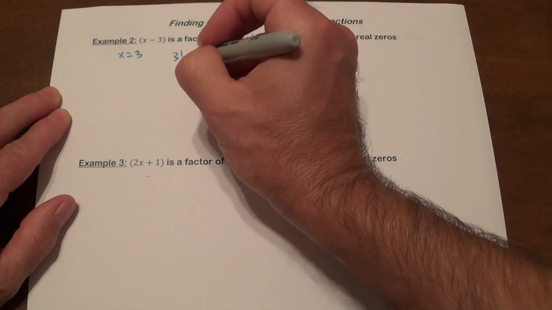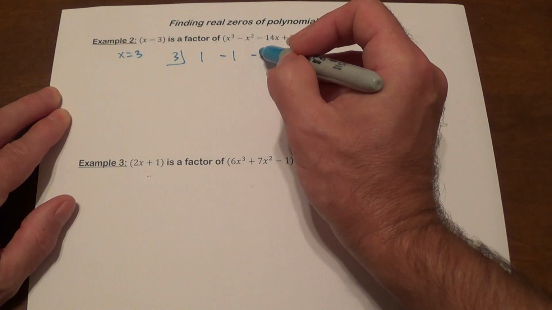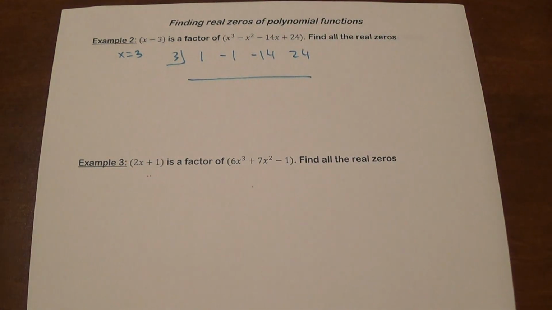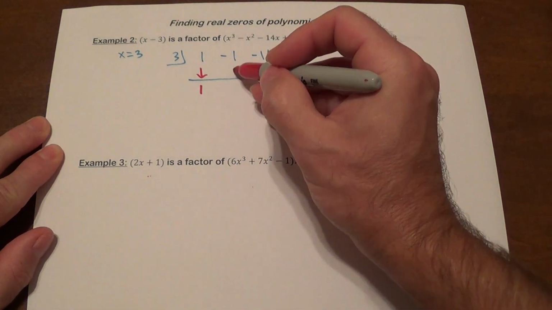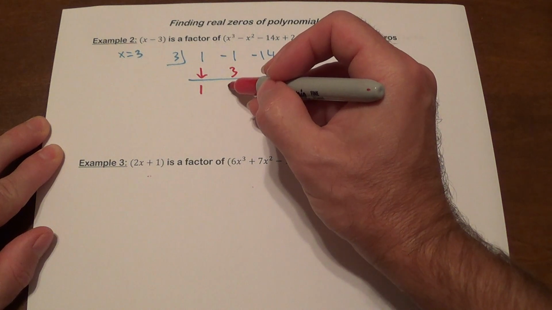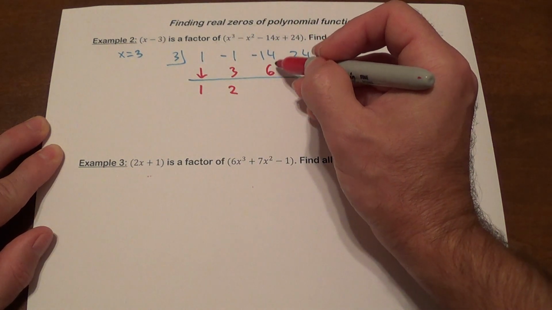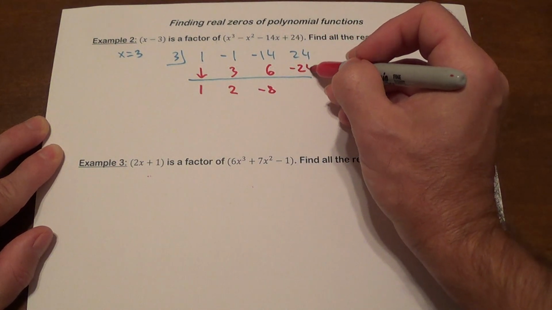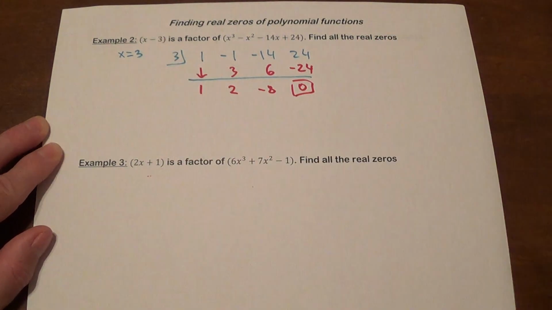That's what we're going to use for our synthetic division. So we write 3, and we write our coefficients: 1x cubed minus x squared minus 14x plus 24. We perform synthetic division. Drop this number. 3 times 1 is 3. -1 plus 3 is 2. 3 times 2 is 6. -14 plus 6 is -8. 3 times -8 is -24. 0. Again, we're expecting to get 0 because we know it's a factor.